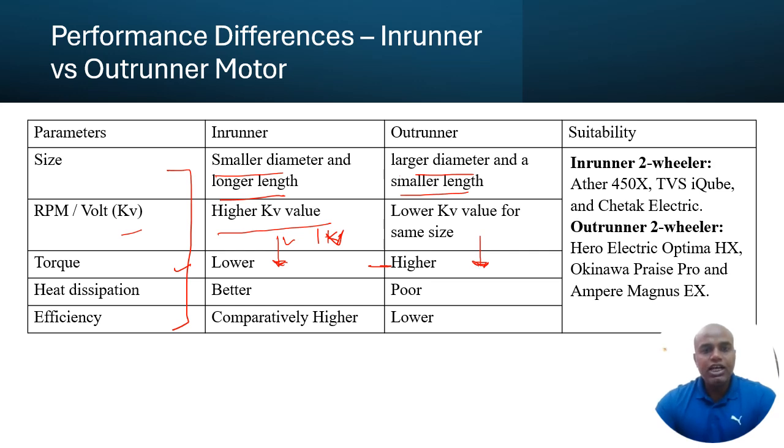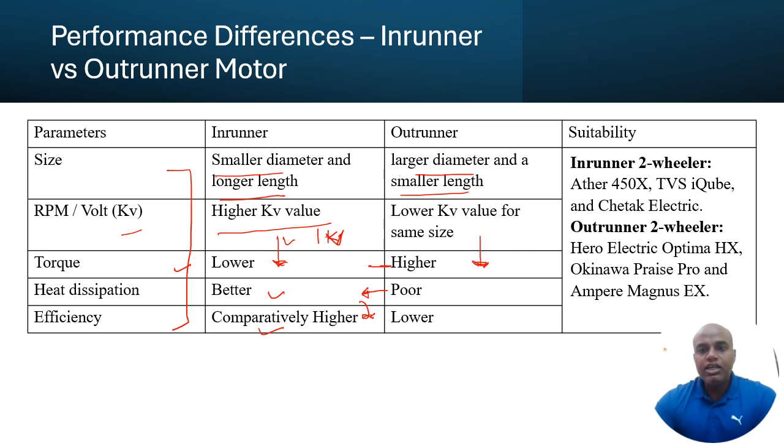Heat dissipation, as we have already discussed: the in-runner motor has better heat dissipation, whereas the out-runner motor has poorer heat dissipation. Therefore, this heat dissipation also carries over to efficiency: due to better heat dissipation, the efficiency is comparatively high for the in-runner BLDC motor as compared to my out-runner BLDC motor.